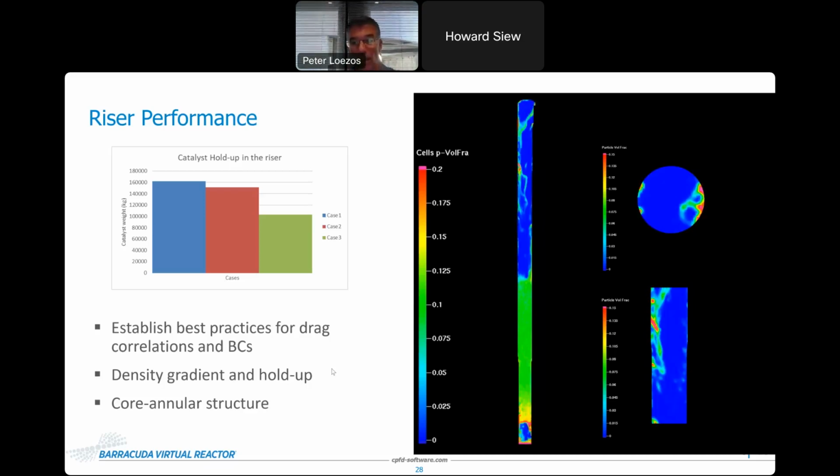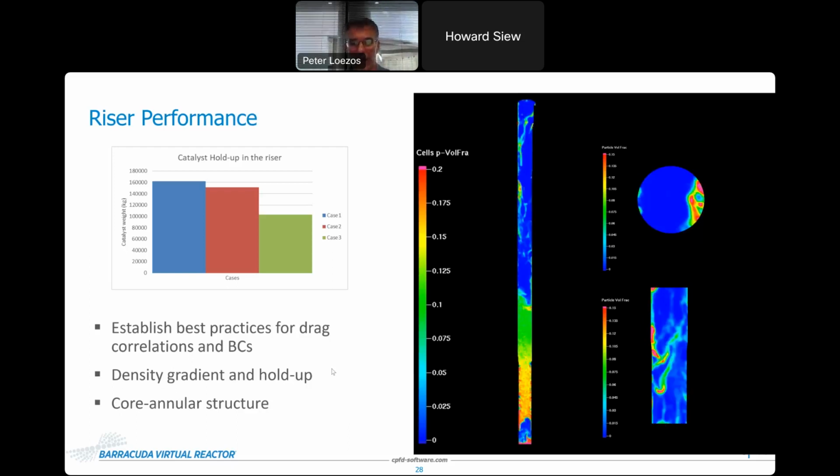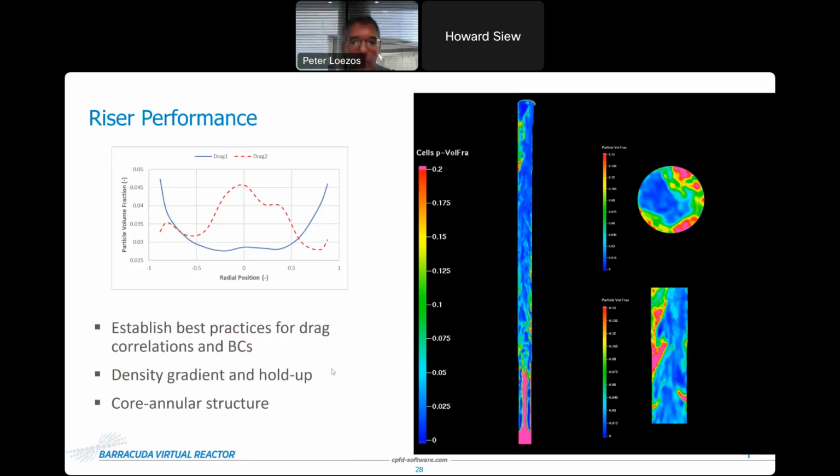So additionally, the choice of the drag model will impact hydrodynamic features such as the core-annular structure. I think most of you are familiar with what that is, but loosely speaking, the core-annular structure are natural radial gradients that form in the riser, specifically with respect to catalyst density and velocity. And so an example of that is given in the plot above.